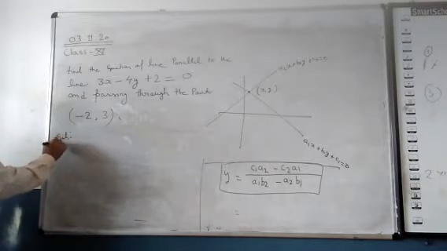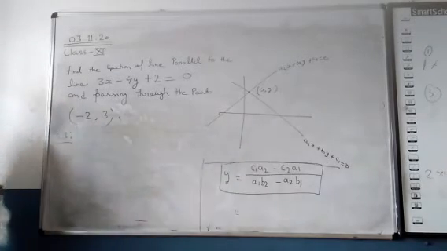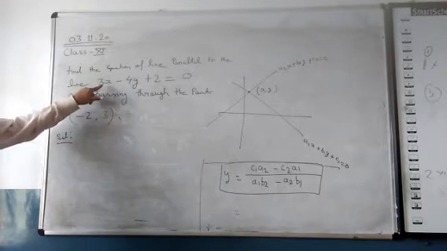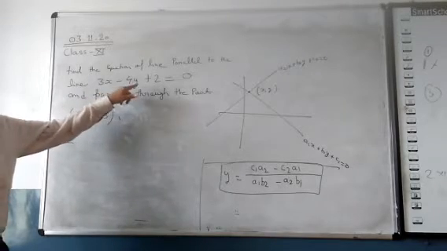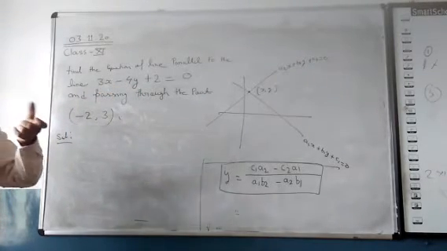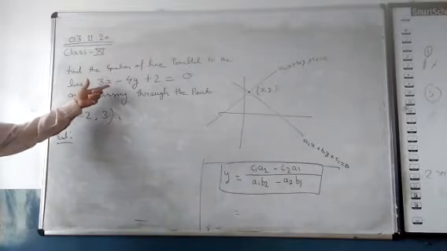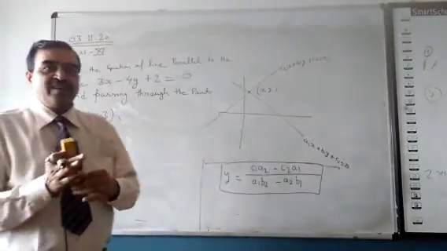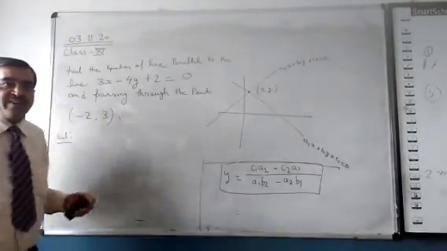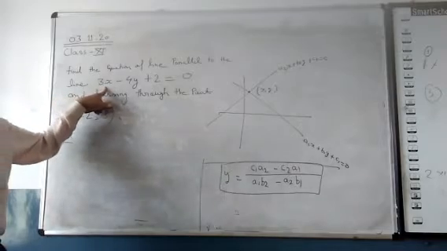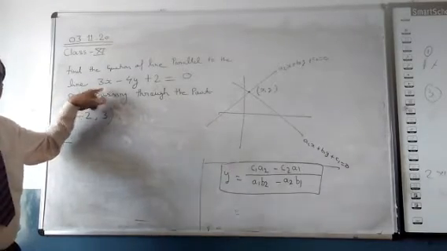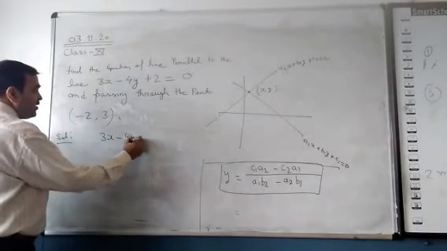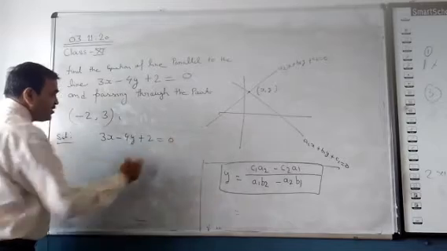Solution. Find the equation of the line which is parallel to 3x minus 4y plus 2. It means the required line and this line both have the same slope. Yes, both have the same slope. So first we find the slope of this equation, that will be m1. So 3x minus 4y plus 2 equals 0.